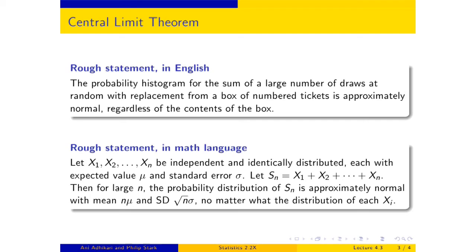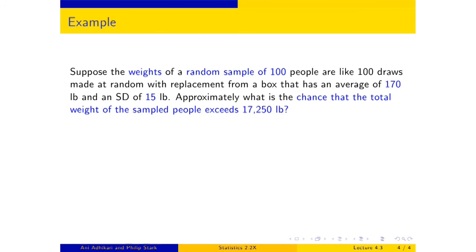And they're also pretty handy for doing some straightforward approximations before we get to inference. I will take an example: you've got a random sample of 100 people, and I'm imagining their weights to be like independent draws from a box whose average is 170 pounds and SD is 15 pounds. In other words, I've got a large population with an average of 170 pounds and an SD of 15 pounds, and I'm drawing 100 people at random. And I'm looking at the chance that the total weight of the sampled people exceeds a certain amount.